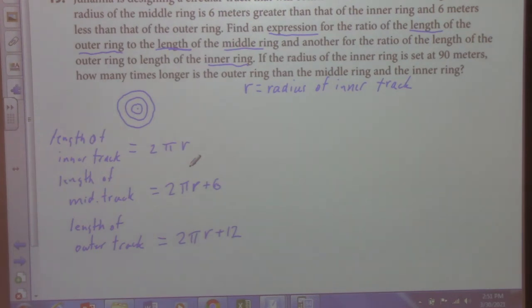I think so. Wait, no, because it says the radius is 6 meters bigger than, right? Yeah. So it's r, like in parentheses, r plus 6 and r plus 12. Okay, so Ben is saying that since we're replacing R, we've got to make sure we put R plus 6 together. Does that make sense? Okay. Yeah, that's right.